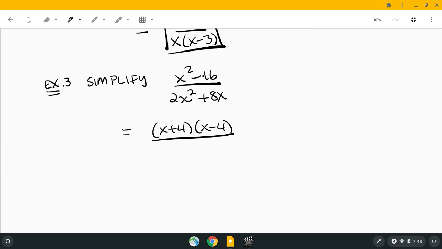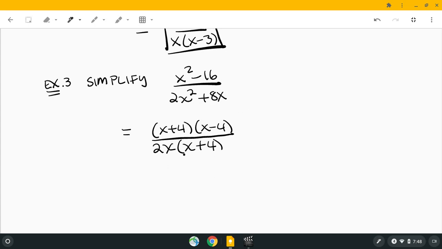So up here, we have perfect squares, difference of squares. So it's x plus 4, x minus 4. Down below, this is common factoring. So I'm going to factor out a 2 and an x. So I'll have x plus 4. And you can always check to see if you get that back.